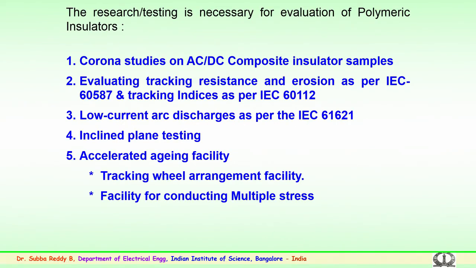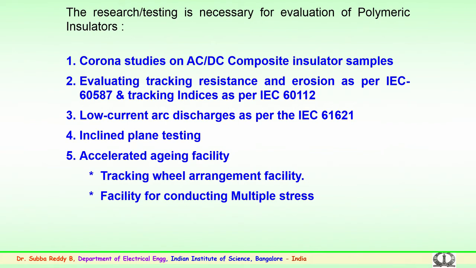So, research and reliability testing are important, particularly for evaluation of composite or polymer insulators. It is of utmost importance that corona studies are carried out on both AC and DC composite insulator samples, as these composite or polymer insulators are used for AC and DC transmission and distribution systems, AC and DC long distance transmission systems, and also for distribution in the case of AC. So, evaluating the corona effect is of utmost importance.